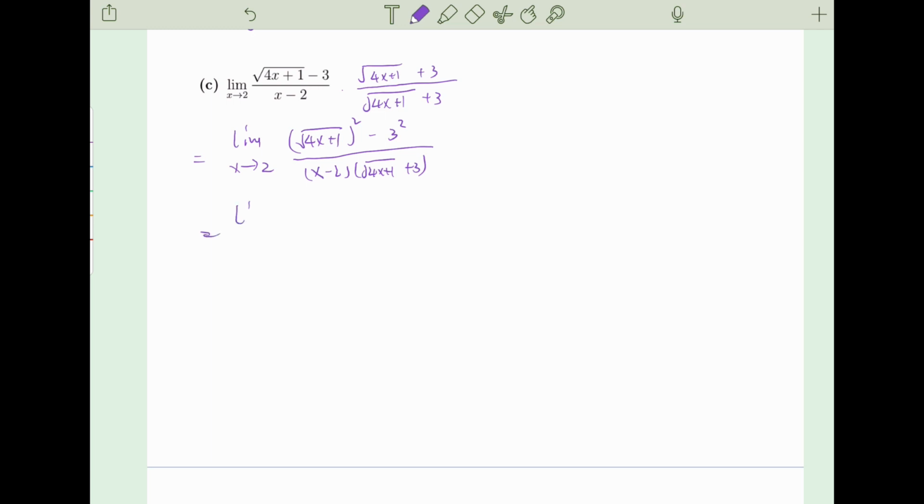And I simplify the top. So I have 4x plus 1 minus 9, because the square cancels with the square root. And in my bottom, I just keep the same thing here. I simplify the top further. So 4x minus 8 divided by x minus 2.